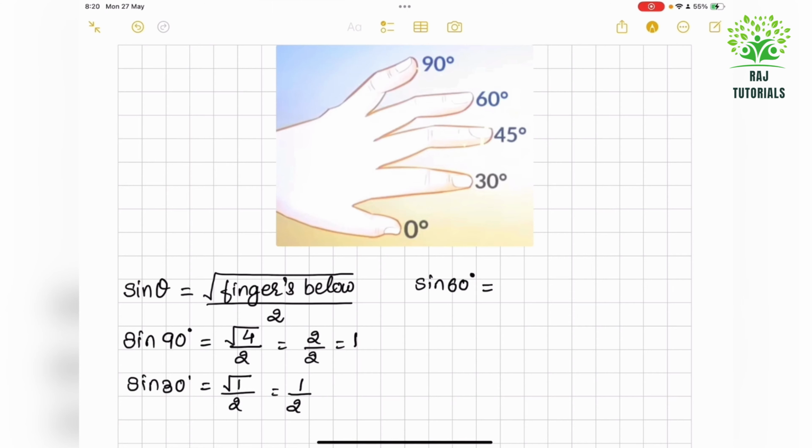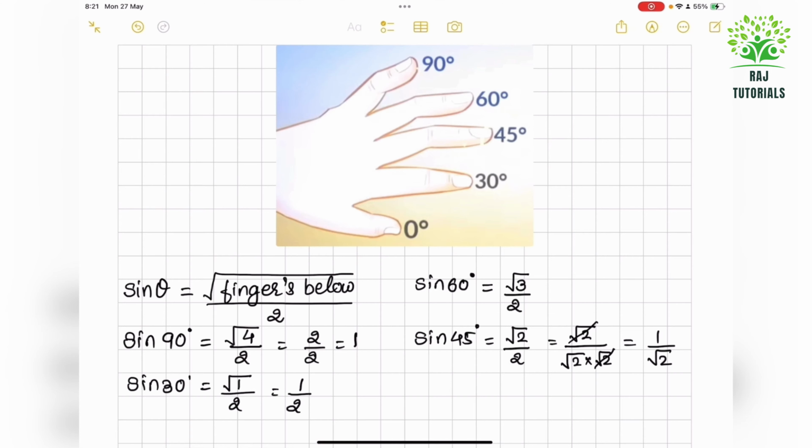Sine 60, how many fingers are there below that? 3. So root 3 by 2. Now sine 45. Sine 45, it will be 2 fingers. So root 2 by 2. Only here I need to do a simple calculation. Root 2 I will write as root 2, and 2 I will write as root 2 into root 2. So that will be 1 by root 2.